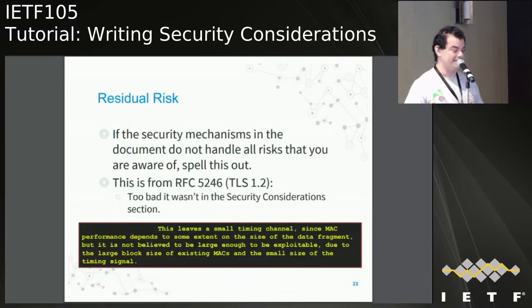Residual risk. If there's still some risk after you've mitigated it with several mechanisms, call this out. A good example from RFC 5246, that's TLS 1.2. There's a paragraph before that describes how they mitigate some timing risk, but this leaves a small timing channel since MAC performance depends to some extent on the size of the data fragment, but it is not believed to be large enough to be exploitable because the large block size for existing MACs and the small size of the timing signal. That's excellent text for the security considerations. Too bad it's not in the security considerations section, but at least they got it in there.